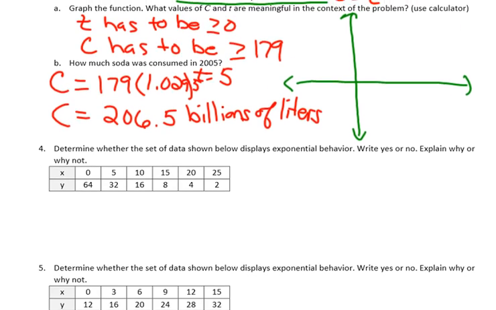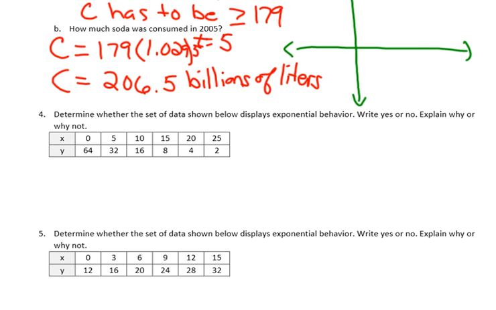Okay. Number 2, determine whether the set of data shown below displays exponential behavior. Write yes or no, and explain why or why not. The first thing we can look at is whether it's linear, which means there's a constant rate of change. When I look at this, I'm going down by 32, down by 16, down by 8, down by 4, down by 2. So right away, this is not linear. Does this show exponential behavior? Yes.